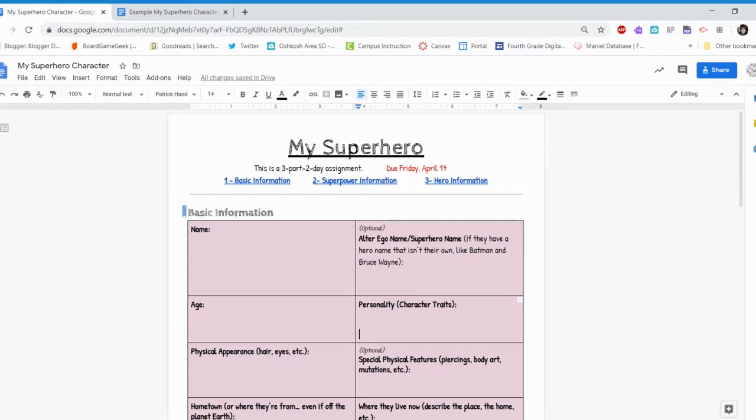Hello, sixth grade. This is part two of creating our superhero. As you saw earlier, we dealt with basic information first. Now we're moving on to superpower information.